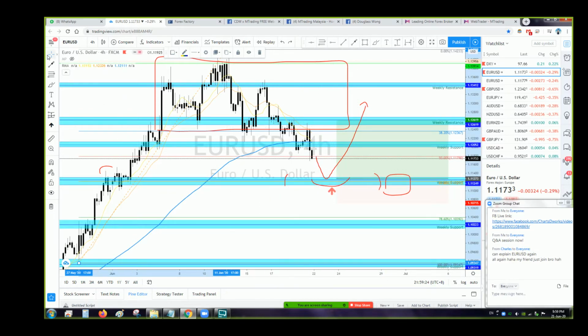Of course in reality, price doesn't always hit and go straight up. Price is going to react and then go sideways, and then we slowly climb back up. That's the outlook for Euro USD.